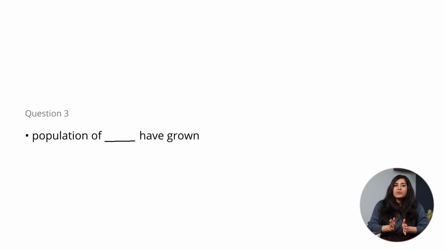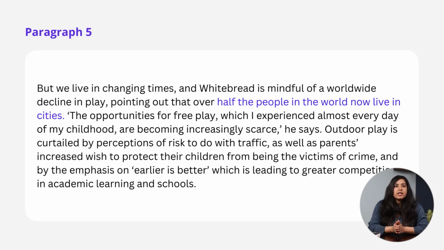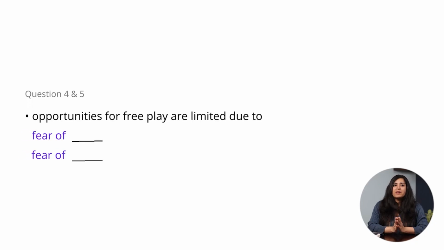If we look at the question, it says, population of blank have grown. Again, this has been paraphrased. The word population and half the people in the world relate to each other, as population means all the inhabitants of a particular place. This also is a recent change that affects children's play. So that means the answer to number 3 is cities. Questions 4 and 5 can be written in any order as long as they are correct. So let's go ahead and find the answers. The question asks us to find the fears that limit opportunities for free play.